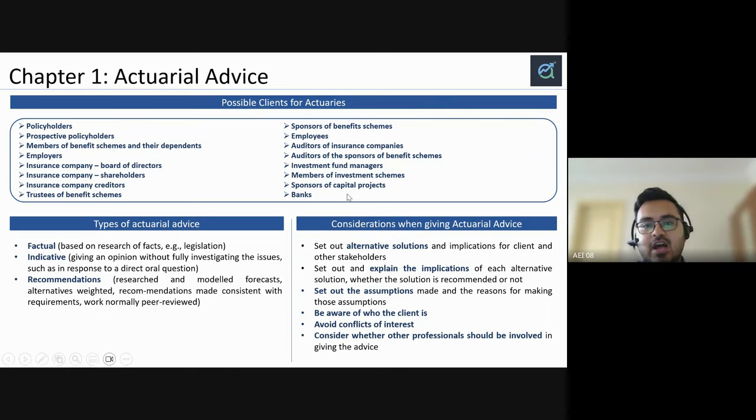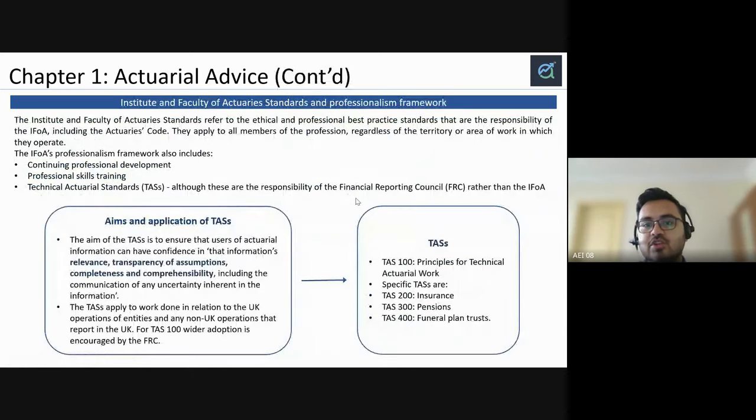Let's just say if you're asked to do any particular thing, you have to ensure that you're following all the actuarial standards and all the professional code of conduct within the professional framework. You need to ensure that you have sufficient technical knowledge, sufficient background knowledge, sufficient experience in that field, and sufficient domain expertise. You need to ensure that you're consistently ethical when you're doing it. You need to ensure that you're following all the TASs.